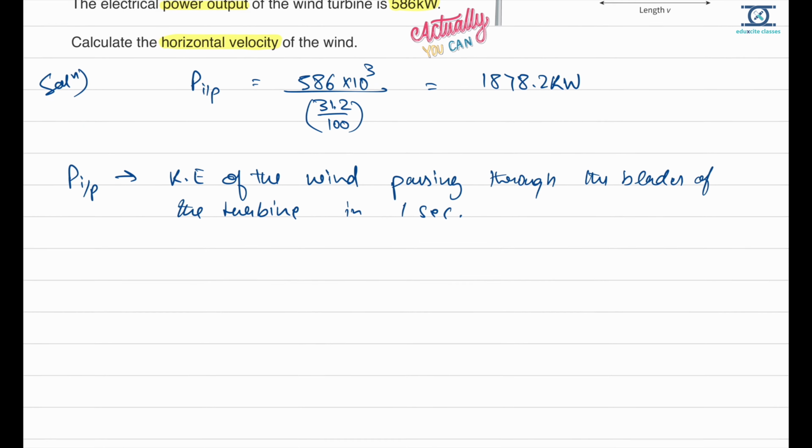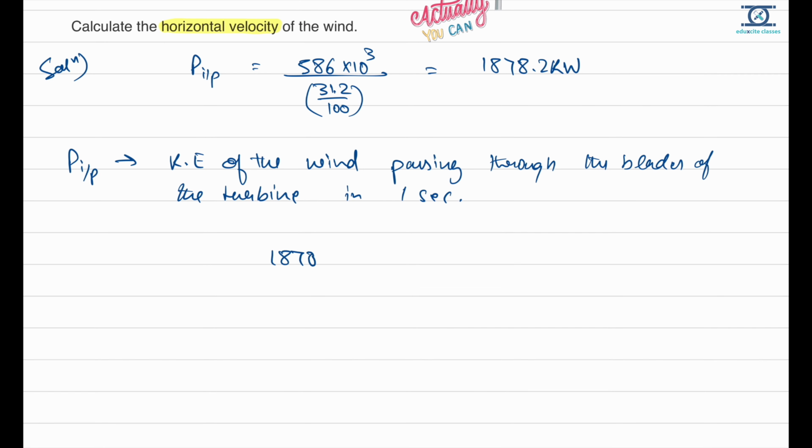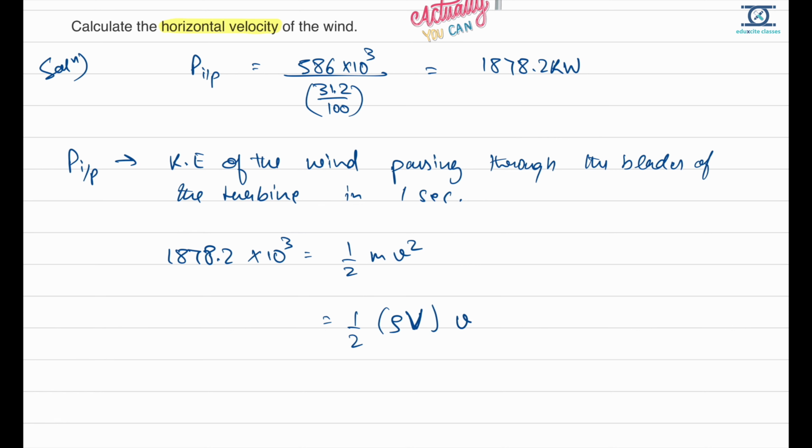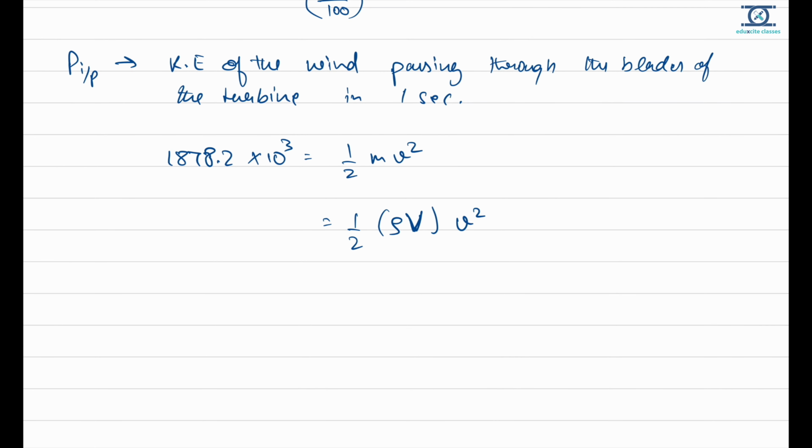Now if I equate the same, 1878.2 into 10 raised to power 3 as half mv square. Let us say v is the speed, the horizontal velocity of the wind. Now the mass of air passing through the blades of the turbine in 1 second, I can say is density times volume. This is volume and this is velocity, and density is given to us.